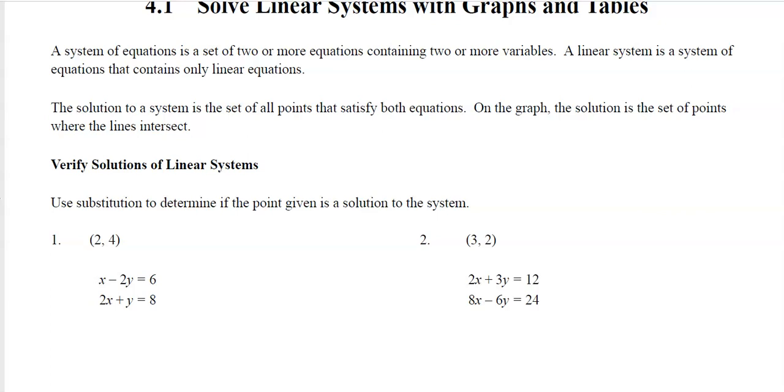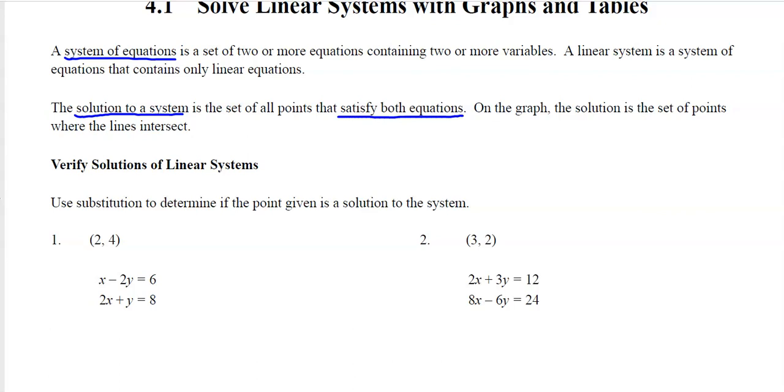4.1, solving linear systems, graphs, and tables. So first thing is, a system of equations is a set of two or more equations. We're actually going to do three later on in this chapter. So we'll have like an x, a y, and a z, three equations, three unknowns, but that's later towards the end. The solution to the system, it's the set of all points that satisfy both equations.